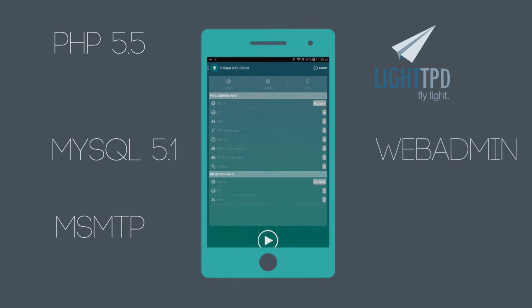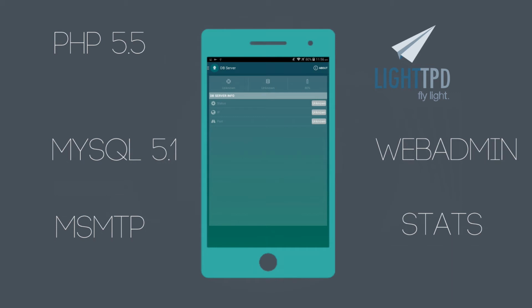It features a dedicated web admin and a fully detailed stats area that allows you to monitor and track your users. Palapa Web Server features a sleek UI along with lots of settings that allows you to customize it. But what it lacks is a newer version of MySQL. That's why it's a number 2.